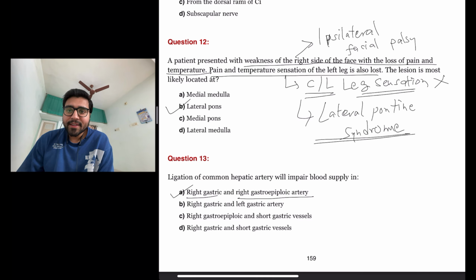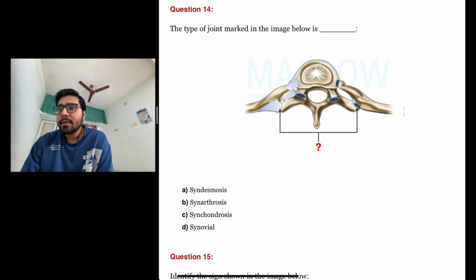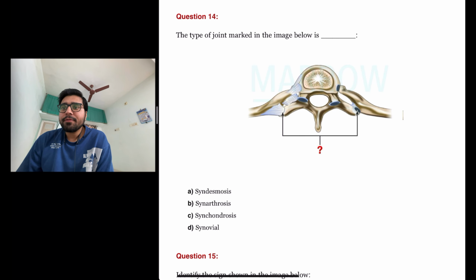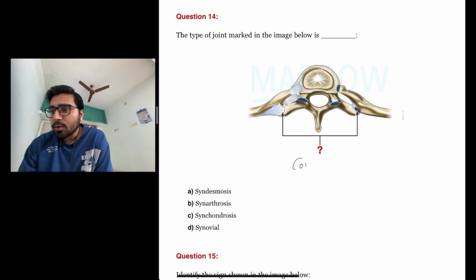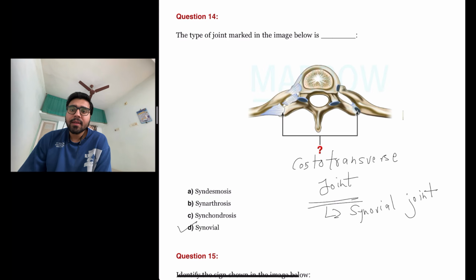Let us move on to the next question. The type of joint marked in the image below is. The joint marked in the image below is the costotransverse joint. That is actually a synovial joint. The answer here is D.